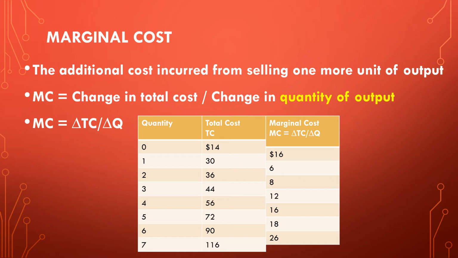We also have to consider our marginal cost. It is the additional cost incurred from selling one more unit of output. So just like our revenue increases when we sell more units, so do our marginal costs typically. And so it's the change in total cost divided by the change in the quantity of output. In this case, you have the quantities increasing by 1 at a time. So when we go from unit 2 to unit 3, our total cost went from $36 to $44, so our marginal cost is $8. From unit 6 to unit 7, we went from $90 to $116, so our marginal cost is $26.